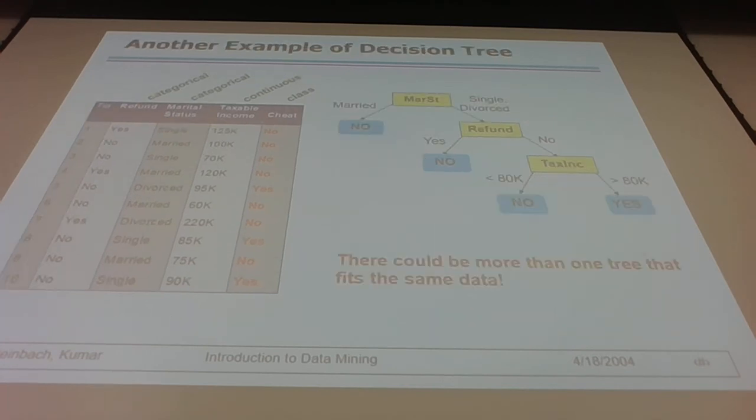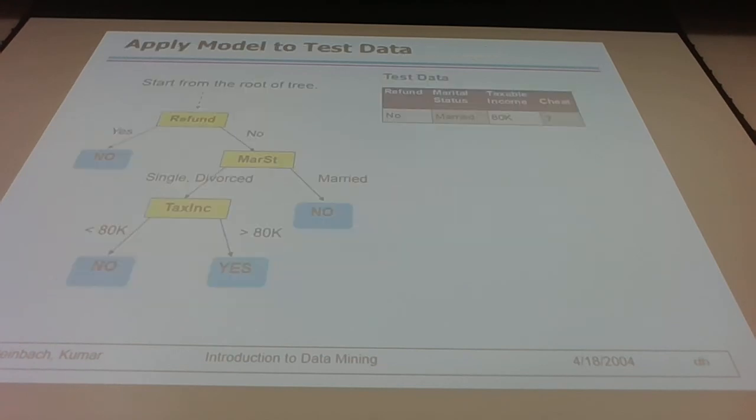So once you have induced a tree, you have to have a test data. Now let's go to the test data. So test data is refund no, marital status married, and taxable income is just 80k. Right? Can you figure out whether this person is a cheat or not? What you do is you look at the root node. Root node says that you evaluate the refund status first. So refund can be yes or no.